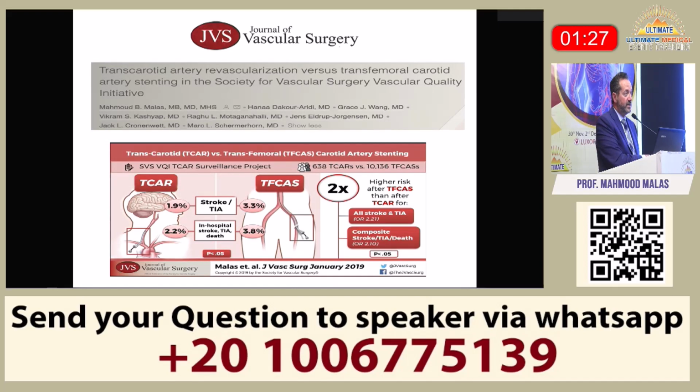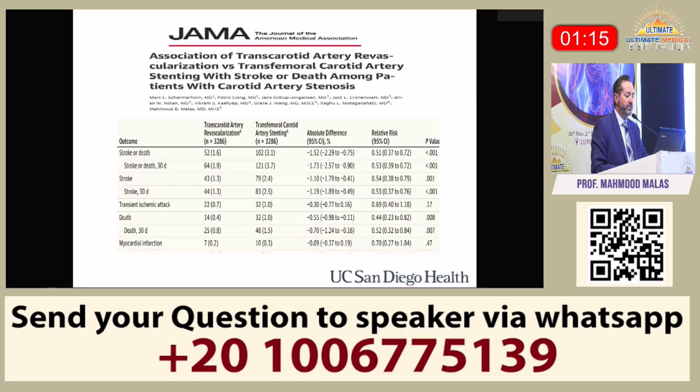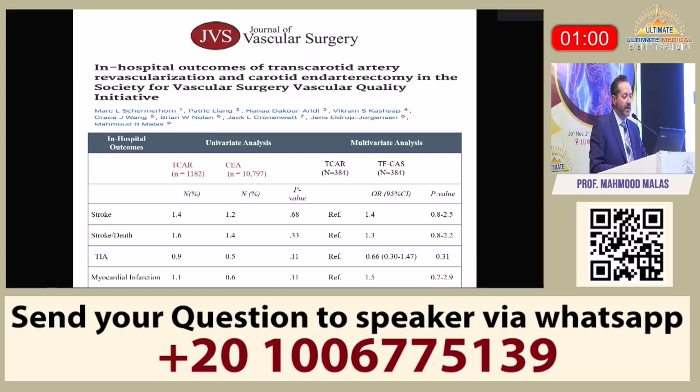This was the first study that we did comparing TCAR to transfemoral, and there was actually twice as many stroke, TIA and death in this study. This was about 600 patients that were propensity score matched. And then when we had a lot more patients, we ended up with over 3,000 patients that we matched, again with propensity score matching, and there was half the risk of stroke and death with TCAR compared to transfemoral stenting.